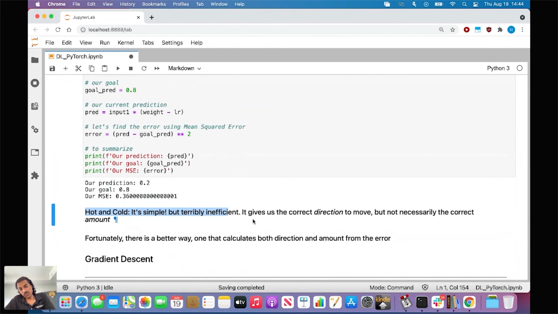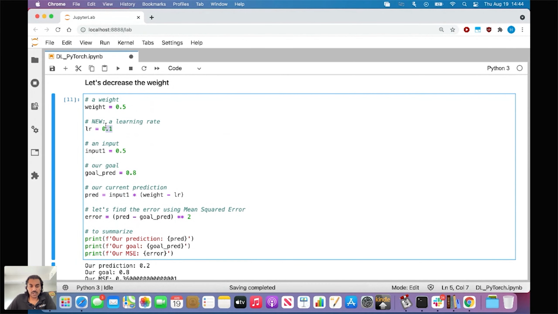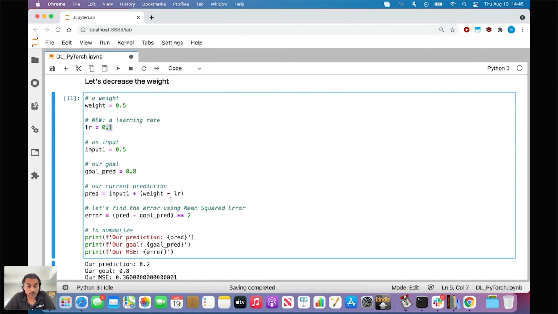And the other point that I want to make here is it gives us the correct direction to go, but it doesn't necessarily give us the correct amount. We could overshoot our goal if we only stick to, I think both examples I put 0.1 here, sorry. If we stick to this 0.1, it's very possible that we can overshoot our goal.